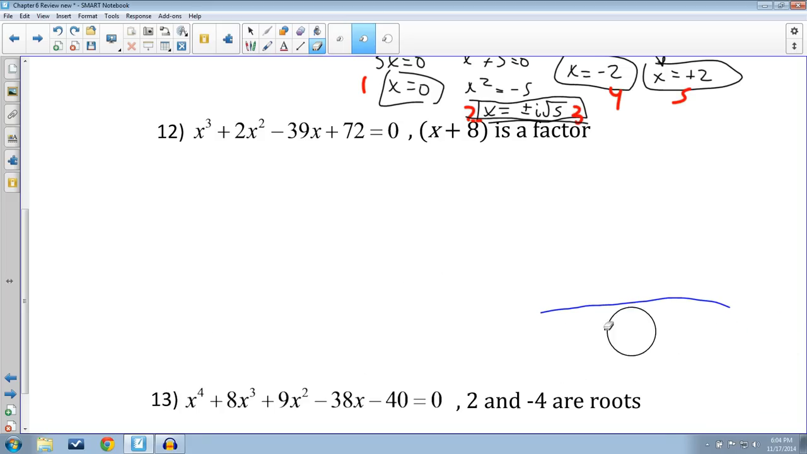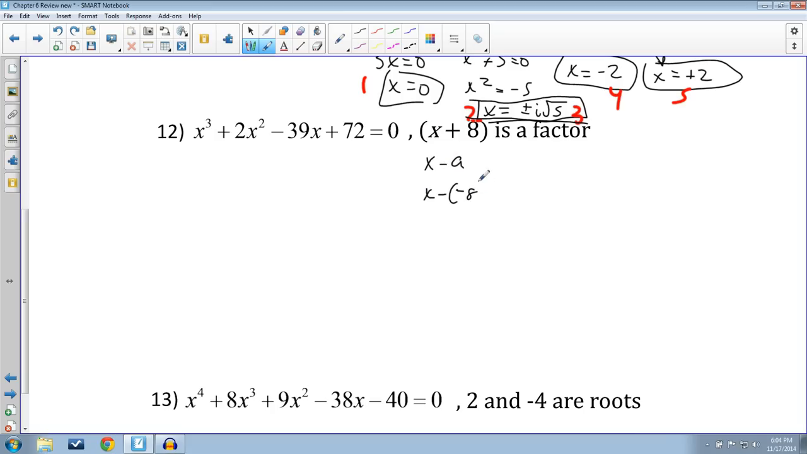But what you need for synthetic division is a linear factor. You need something in the form x minus a. In this case, this is x minus negative 8, because your root is a. If x equals a, your root here is x equals negative 8. This is the number you need for synthetic division. What it does is it allows you to use addition, and it allows you to ignore all the extra x's. So we're going to use negative 8 as our root here.